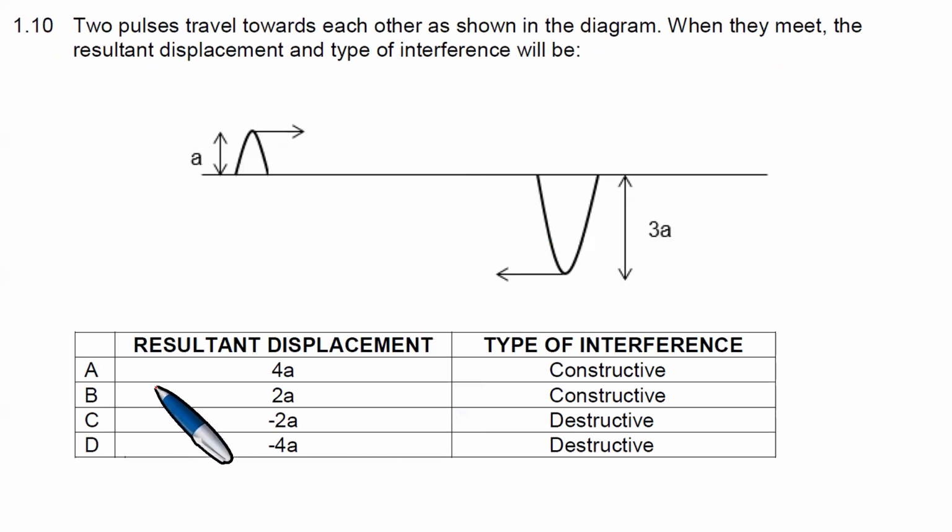Because this one has amplitude A, but this one has a different amplitude. So now the resultant displacement is going to be what? When they meet, will it be 4A, 2A, minus 2A, minus 4A? The type of interference, will it be constructive or destructive? So which one do you think is the correct answer? I'm testing you here before I give you the answer. What do you think in 1.10?